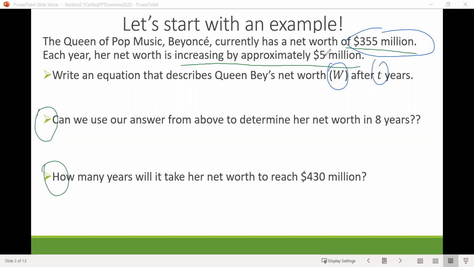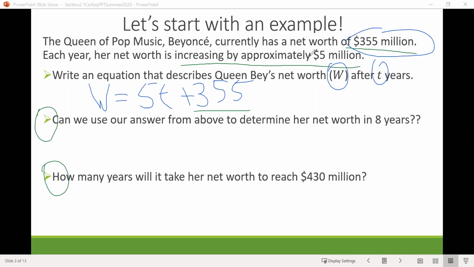Well, I imagine that most of you would agree that we could write an equation that looks something like this: W equals 5T plus 355. Okay, and let's analyze where this came from. First of all, because the 5 and the 355 are both in terms of millions, I did not write out those full numbers, so I can use the abbreviations there. Also, the 355 is what she starts with, so that's why I'm taking her total worth, whatever it is, and just adding 355 at the end.